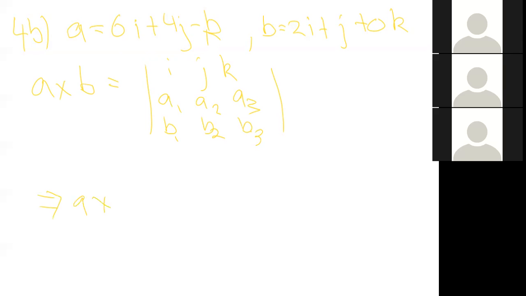That gives us A cross B is equal to the determinant of i, which will remain the same. And then putting in our values, we'll have 6 here, 4 and -1, and we'll have 2, 1, and 0 for B based on these values.